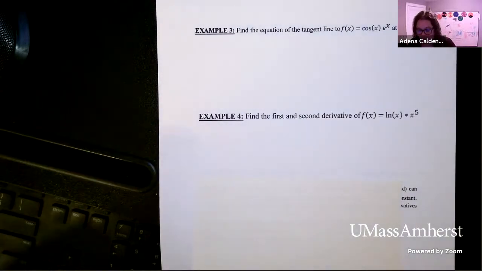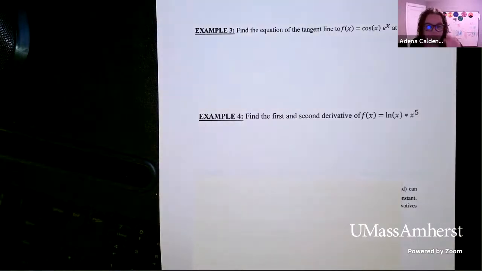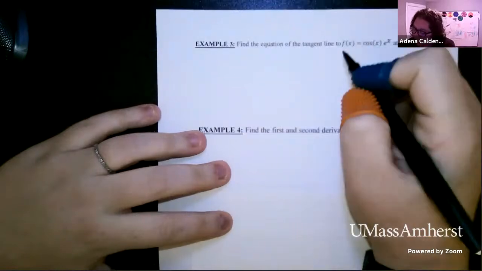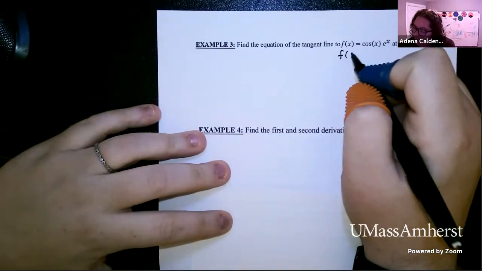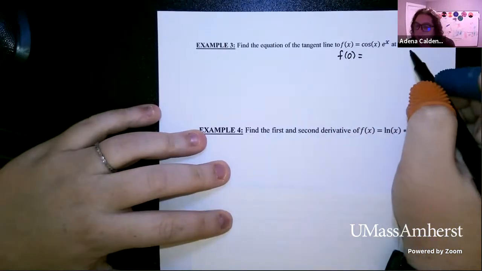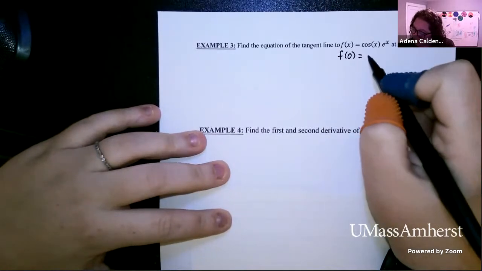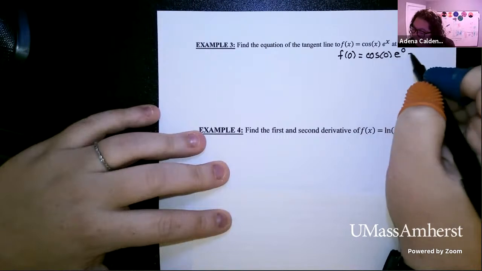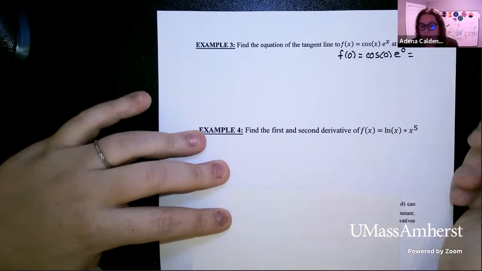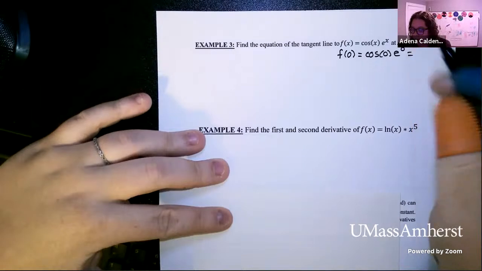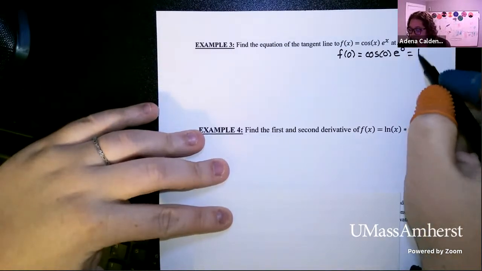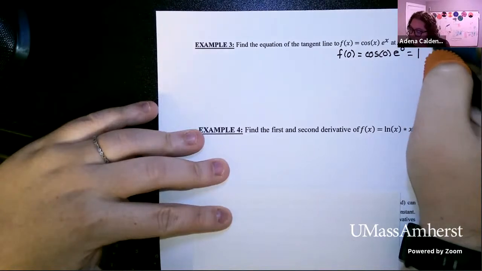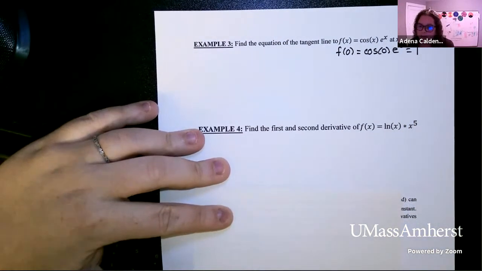All right. So for the first one, equation of the tangent line, hopefully you're starting to be pretty comfortable with this concept now. We need a point and a slope. So let's start by finding our point. We're going to plug 0 in here to get our y value. So cosine of 0 is 1, right? So cosine starts at 1, and e to the 0 is also 1. So that gives me a y value of 1. So my point here is 0, 1.